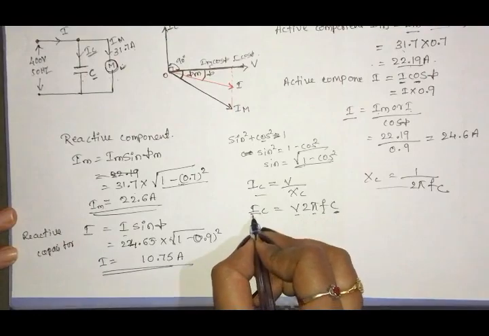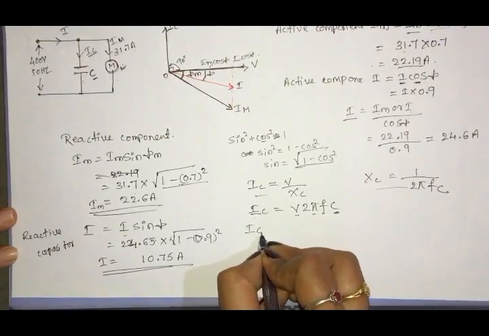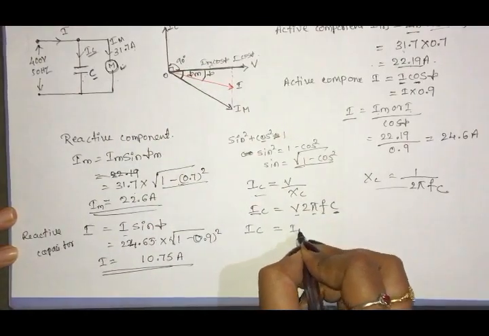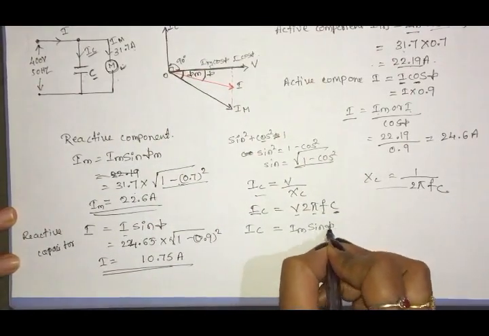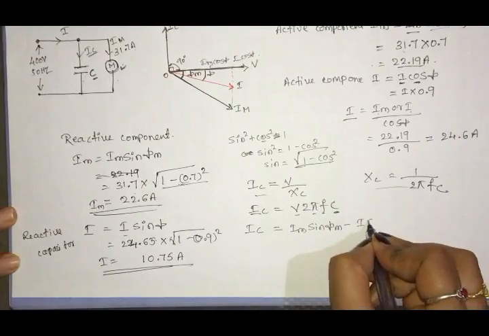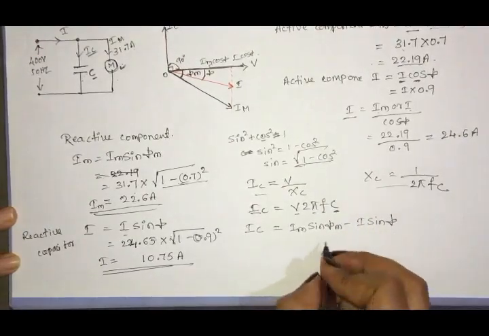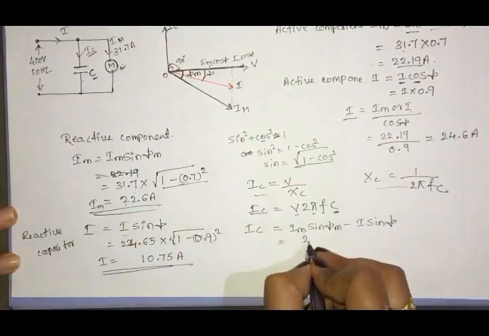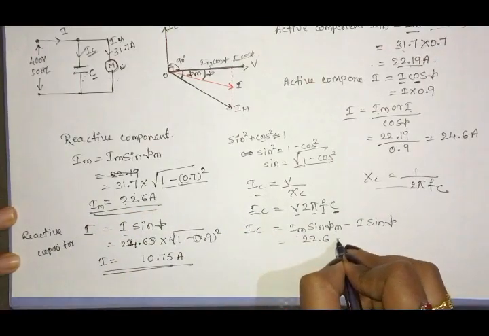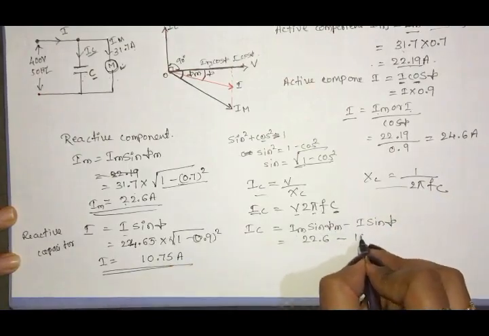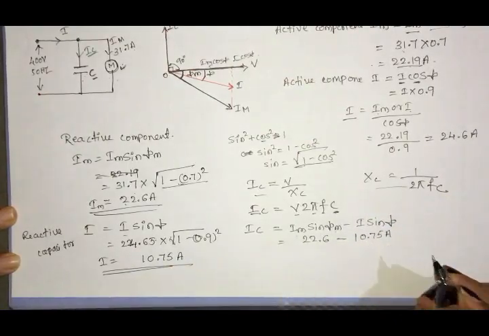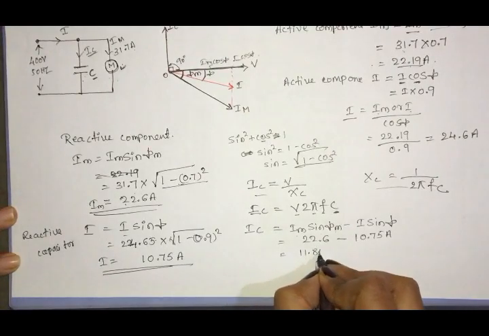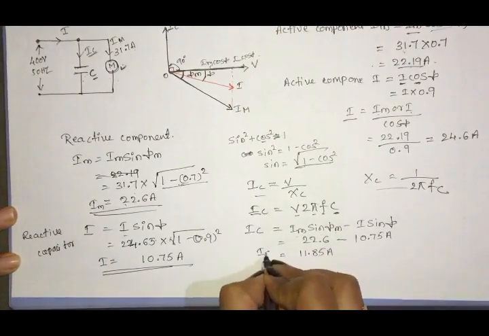So next, let me solve the IC value. IC is equal to what? IM sin phi m minus I sin phi. We know IM sin phi m, that is 22.6 amperes minus I sin phi is 10.75 amperes. So how much IC will we get? We will get 11.85 amperes. So we got the IC value.